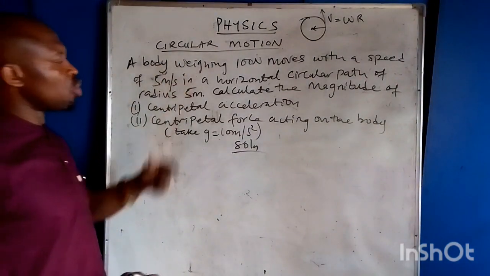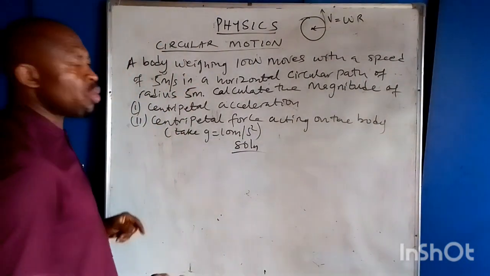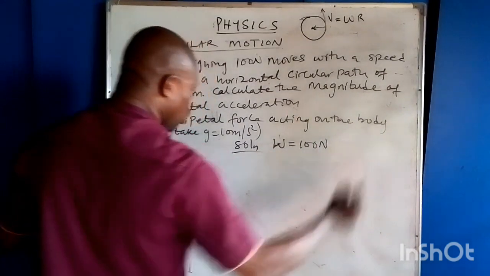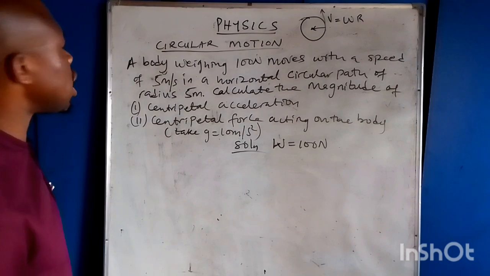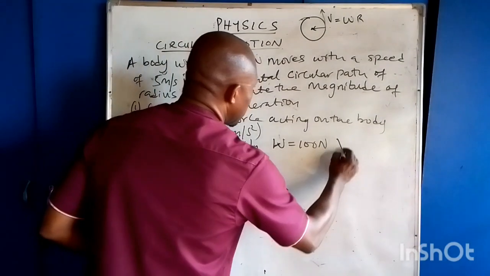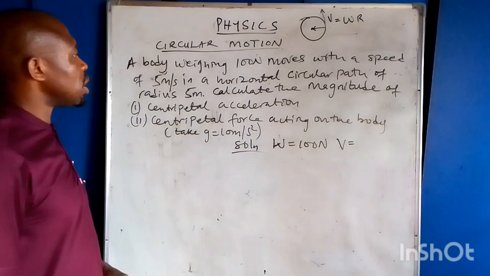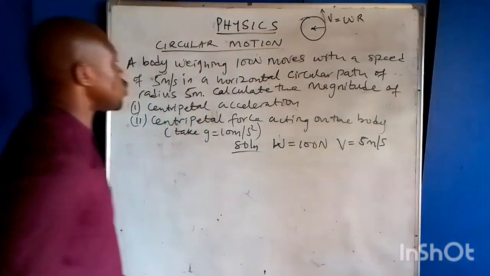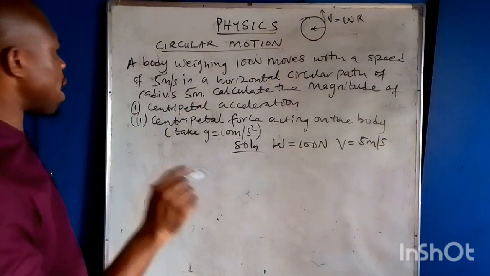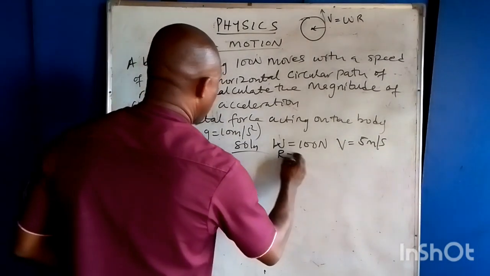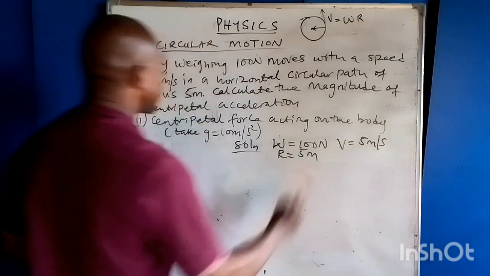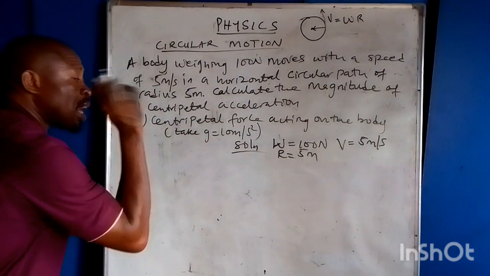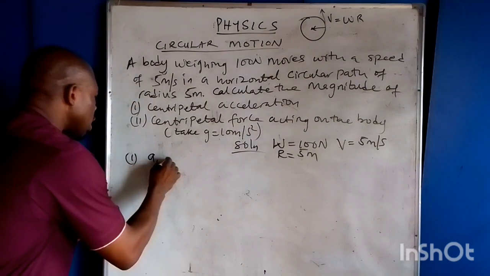From the parameters given to us, they say a body weighing 100 Newton. That means the weight of this body is 100 Newton, with a speed of 5 meters per second. Remember, it's in a circular path. Now the radius r is 5 meters. We are asked to calculate the magnitude of the centripetal acceleration, the first one, a_c.